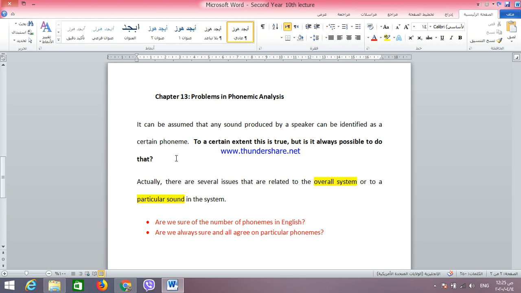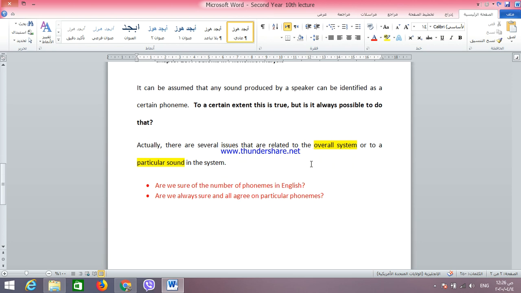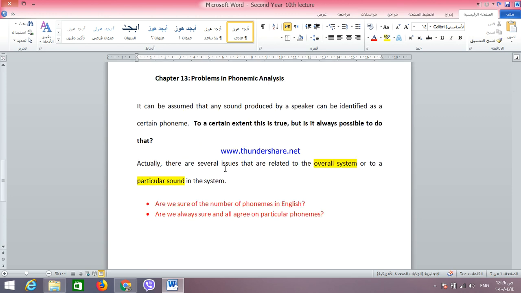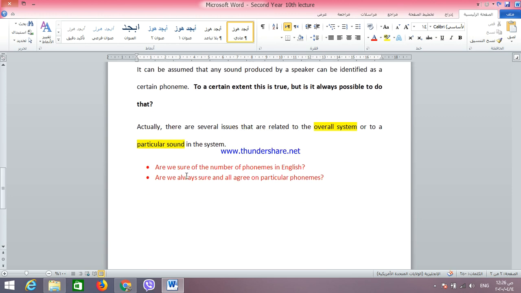is directly identified by the listener as a specific phoneme. This assumption is true to a certain extent, but not always true. Sometimes we cannot tell for sure whether this sound is that phoneme or not. Basically, the problems we are going to deal with in this chapter are either related to the overall system of the language or to the analysis of a particular sound.